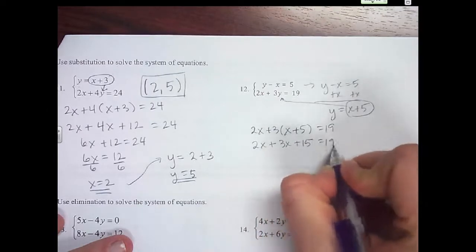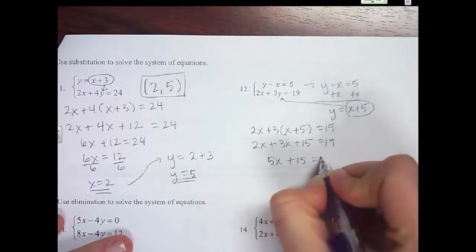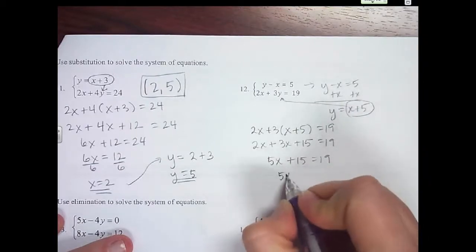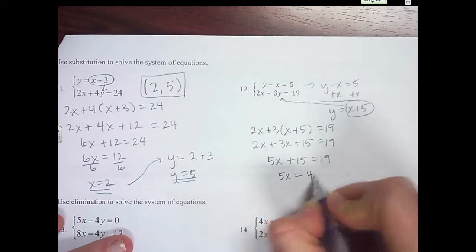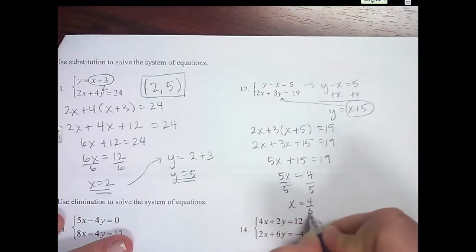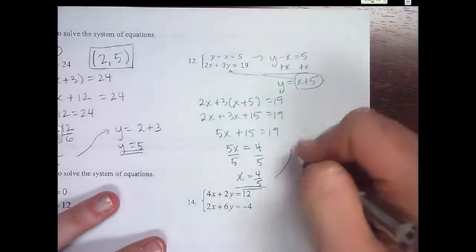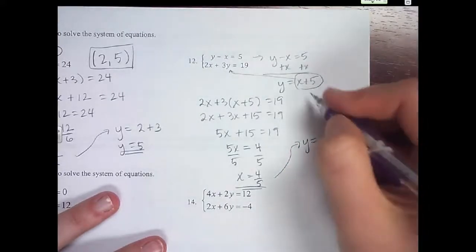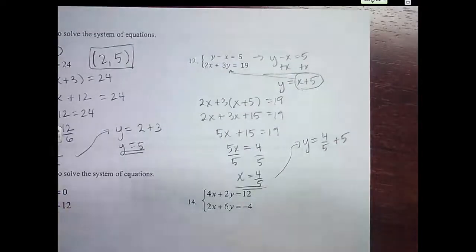Distribute the 3. So combine like terms, 5x plus 15 equals 19. Subtract over the 15 and I get 4. Divide by 4 and I get 4/5. Okay, so to solve for y, I plug that into this equation right here. I get 4/5 plus 5, and I'm going to put that in my calculator.